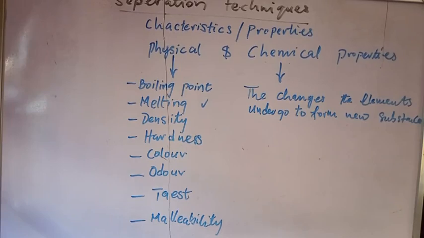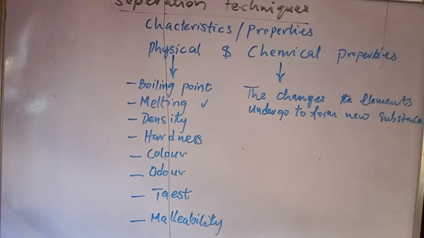This is gotten from fractional distillation. And we have some that use a method called evaporation, crystallization, fractional precipitation. This is the method we use to separate soluble solid from a solution. Soluble solid from a solution. That is evaporation, crystallization, fractional precipitation.